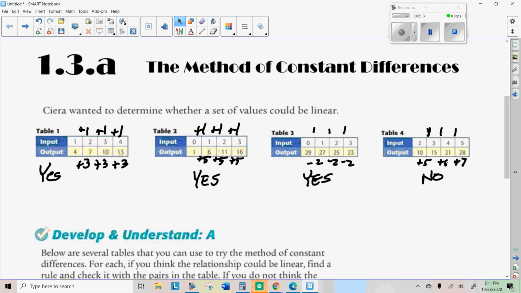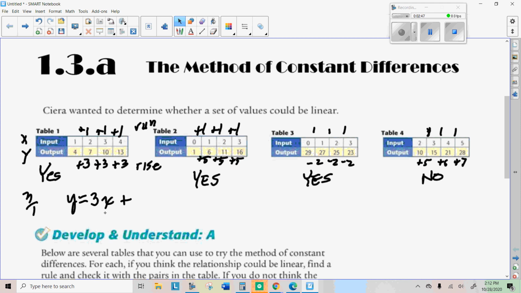Now, let's also talk about writing a rule for these. So if you take this plus 3 on the output, that's your rise. Output is your y values. Input are your x values. That's your rise, and if you look at the difference between the x values, that would be your run. So your slope is your rise over run, which in this case would be 3 over 1. When you write an equation, that's your coefficient. So it's y equals 3 times x plus something.